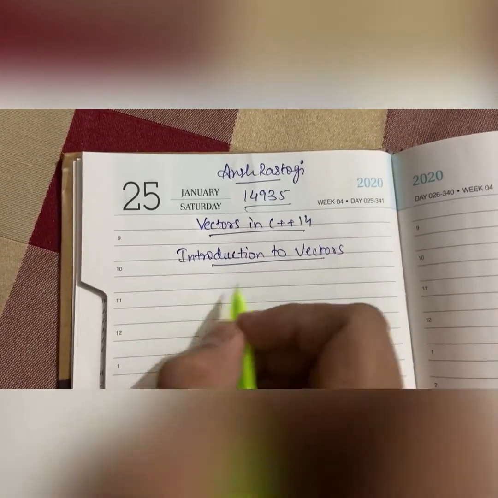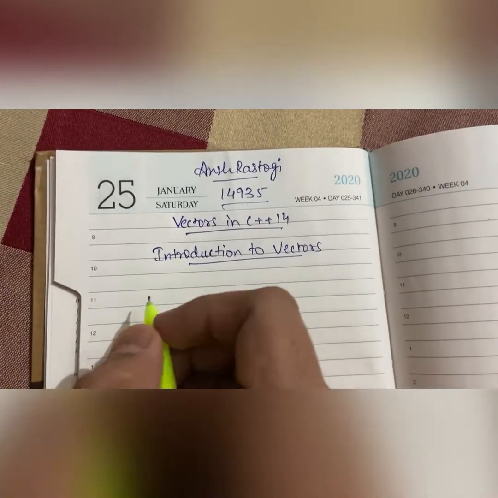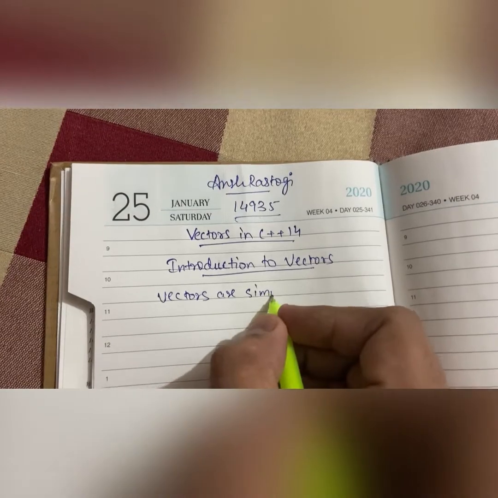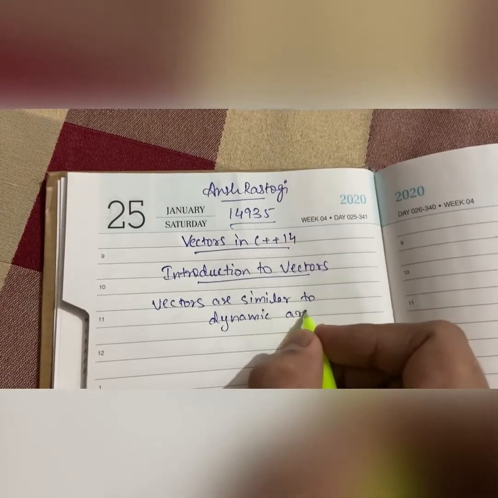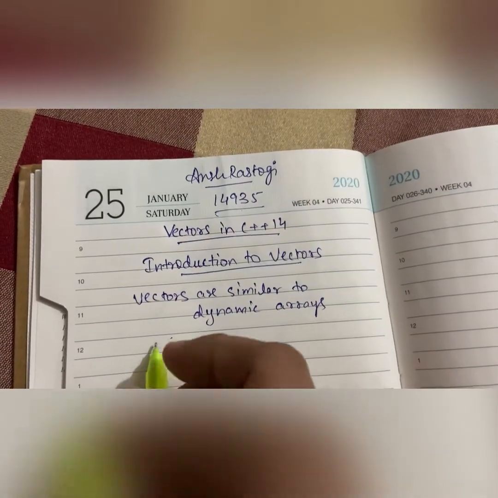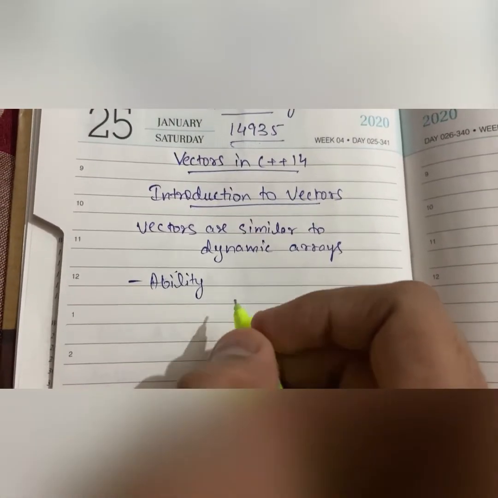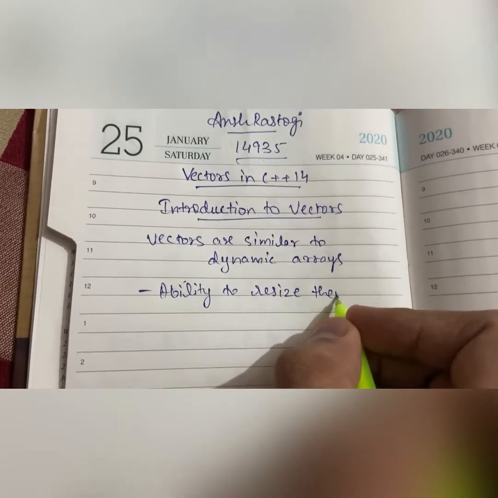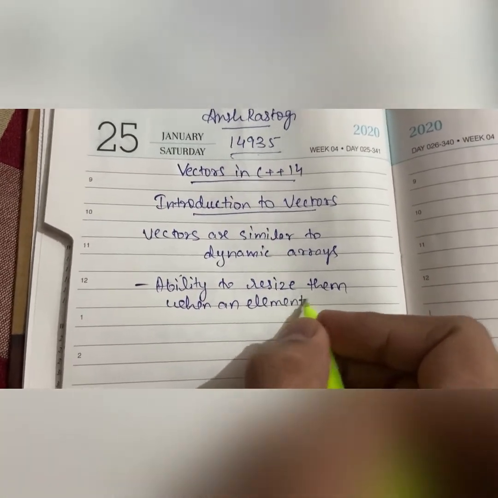Okay, so let's start. Vectors are very similar to dynamic arrays, but they have the ability to resize themselves whenever an element is inserted or removed.